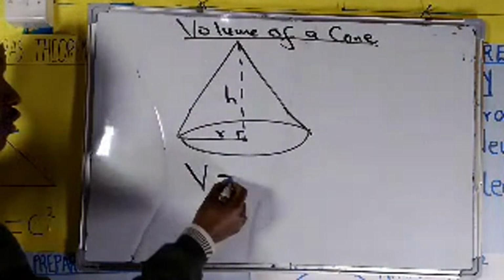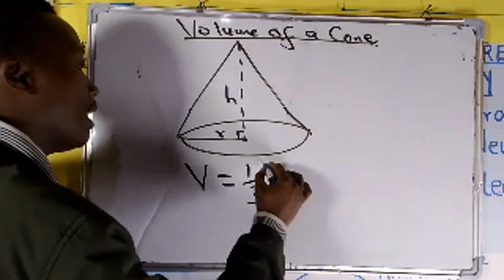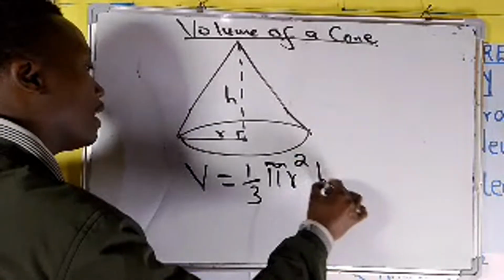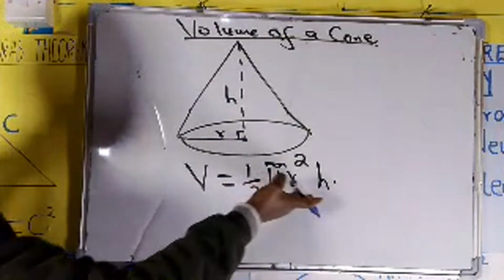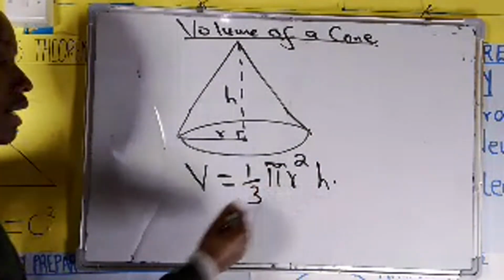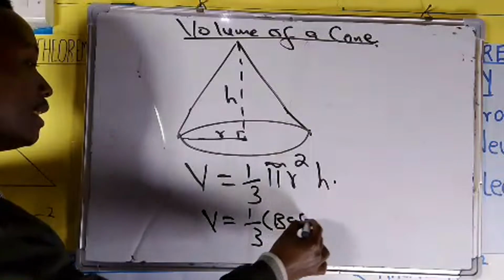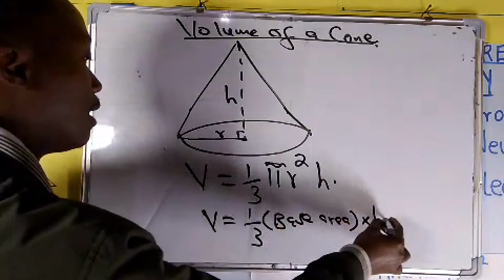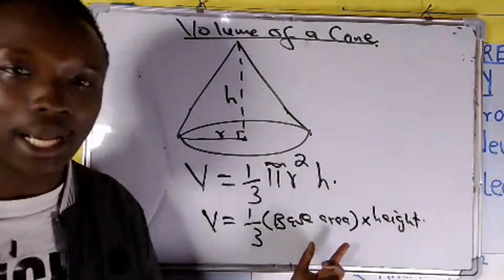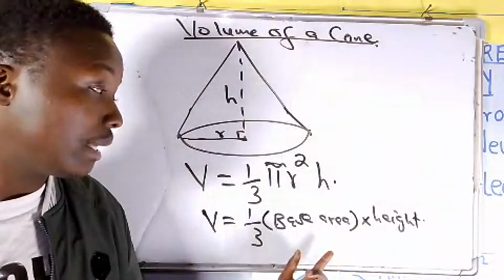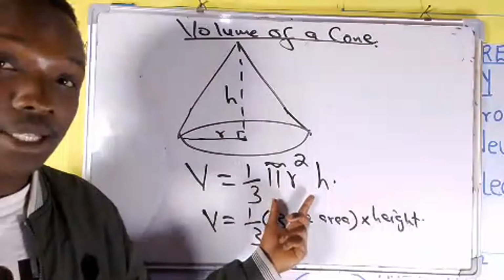So for us to find the volume of a cone, note this formula with a lot of concern. It is a third pi r squared multiplied by height. Pi r squared is the base. Why pi r squared? Because it is the same as saying volume is equal to a third multiplied by base area times height. Our base area being pi r squared, simply because our base is a circle.